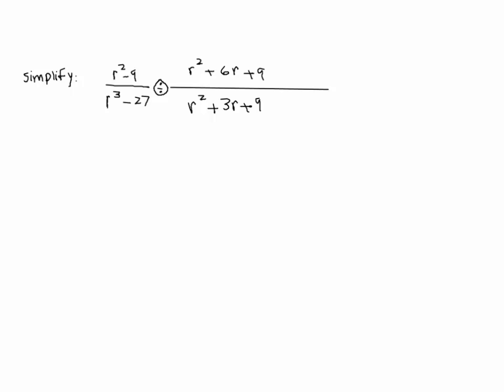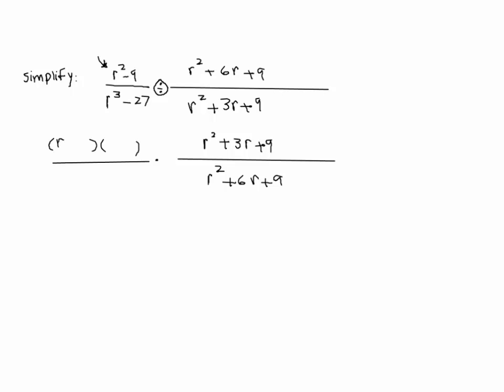Simplify (r² − 9)/(r³ − 27) divided by (r² + 6r + 9)/(r² + 3r + 9). We need to change the division to multiplication, keep the first fraction as is, and write the reciprocal of the second fraction. So we have (r² + 3r + 9)/(r² + 6r + 9) for the second fraction.